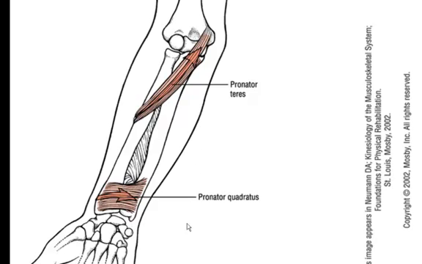And then the other one, Pronator Quadratus, just a little bit of a rectangular shaped muscle at the end of the distal radius and ulna, and again crossing over that axis to do pronation.